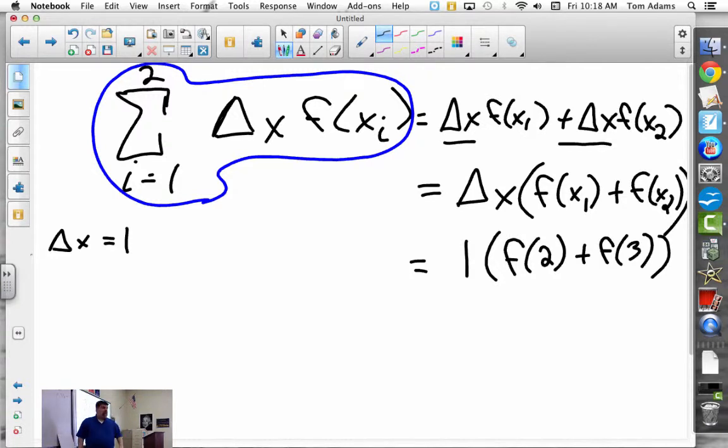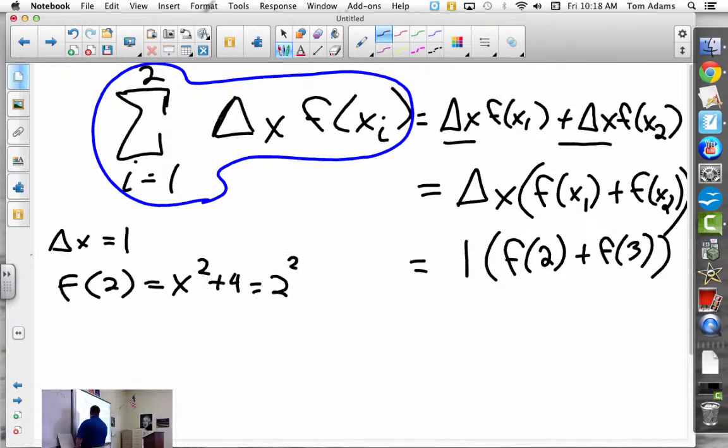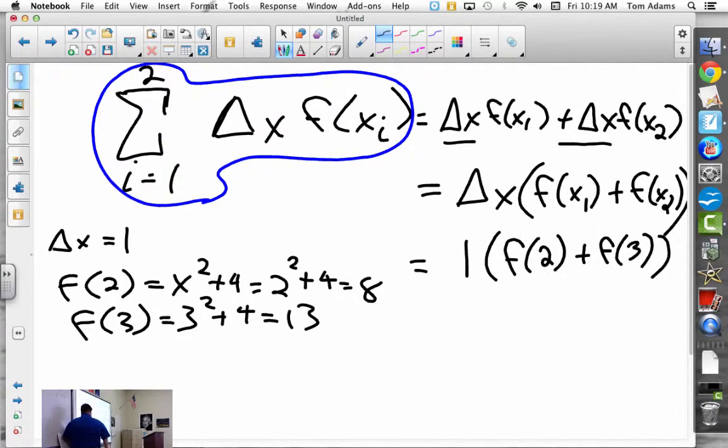What happened to slowly introducing us? Alright, so now f of 2. Remember that this is x squared plus 4, so we're going to say 2 squared plus 4, which is 8. And then f of 3 is 3 squared plus 4, which is 13, right? Is that right? Yeah.